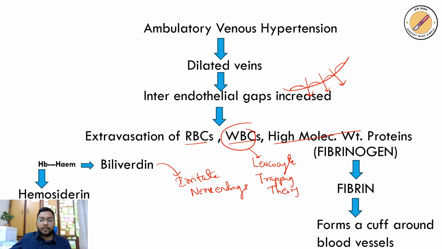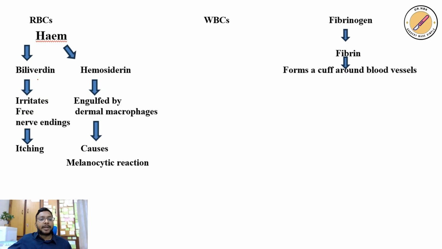Okay, right. Now, you can see here, because biliverdin is going and irritating the free nerve endings, it will cause itching. The other side is, whenever this heme is converted to hemosiderin, this hemosiderin is engulfed by the local dermal macrophages. Because of this engulfment of hemosiderin, there will be a melanocytic reaction ultimately resulting in pigmentation. So, when you see any varicose veins patient, there will be a lot of pigmentation present in the distal part of the lower limb, and if there is an ulcer, surrounding the ulcer area. Why is there pigmentation? Because of the engulfment of the hemosiderin by the dermal macrophages.